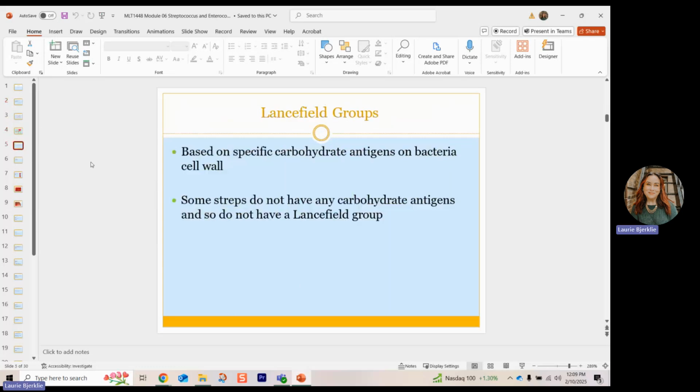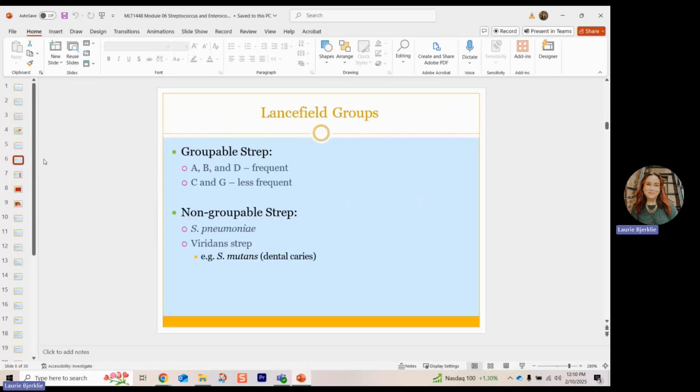Streps are actually categorized on something that we call Lancefield groups. This is based on the carbohydrate antigens that they have on the cell wall of that bacteria. So there are groups that will have a certain Lancefield group name assigned to them based on those carbohydrates. And then there are streps that are just not known as a Lancefield group, that do not have those carbohydrates. But it is important to be able to interchange a Lancefield group name with the organism name. It's very common to refer to it either way.